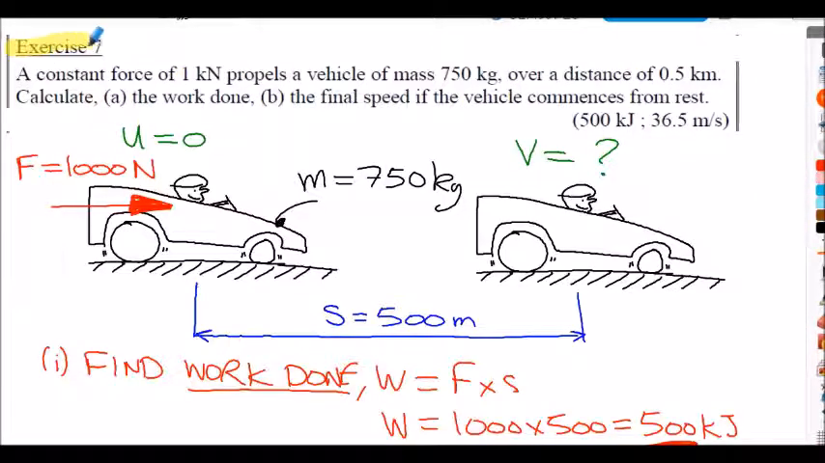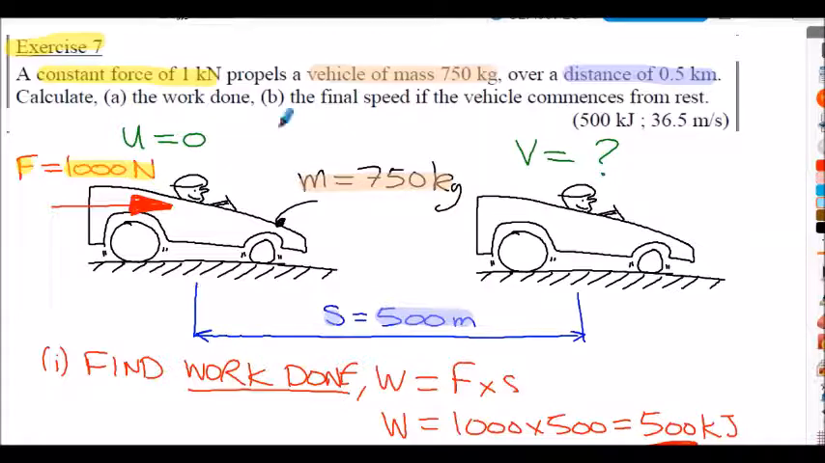Exercise 7 solution. So we've got a constant force of 1 kilonewton. I've shown that as F here, of 1000 newtons. It propels a vehicle of mass 750 kilograms over a distance of 0.5 kilometers. Again, be careful with the units. I'm showing my distance here, symbol S, as 500 meters.